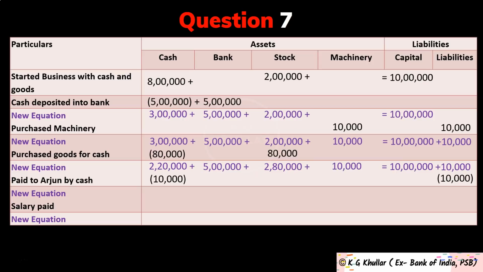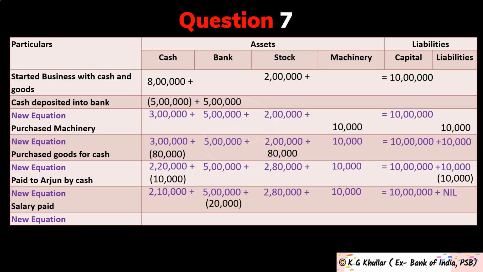Now can you answer why? Please note, we purchased machinery on credit in the third transaction from Arjun, so this fifth transaction is nothing but repayment of our debt. Thus the revised equation becomes 2 lakh 10,000 plus 5 lakhs plus 2 lakhs 80,000 plus 10,000 equals 10 lakhs. Then finally, the sixth transaction is salary paid by check rupees 20,000.